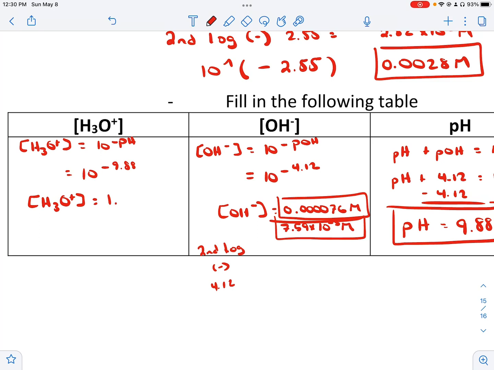This one's probably going to be in scientific notation for you: 1.32 times 10 to the negative 10th. And remember our label, molarity.